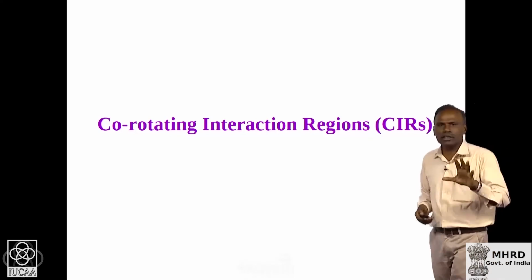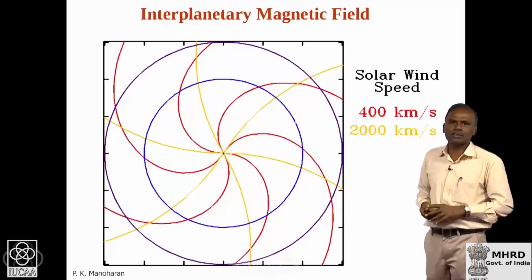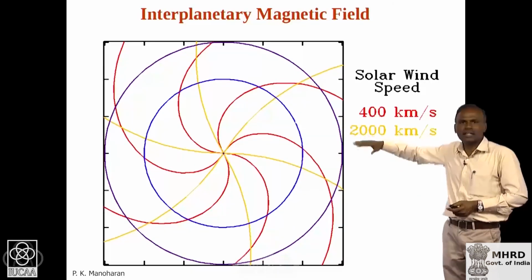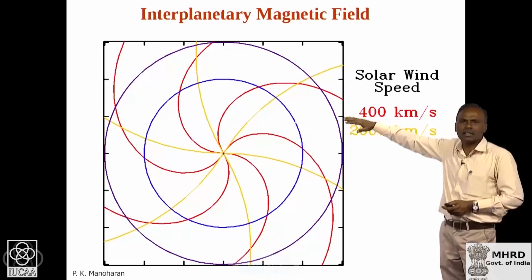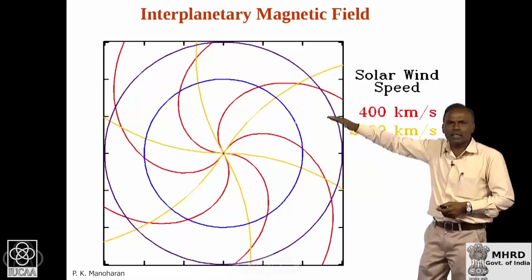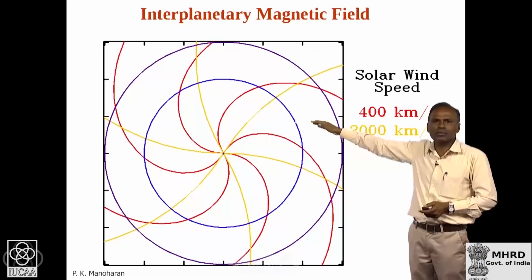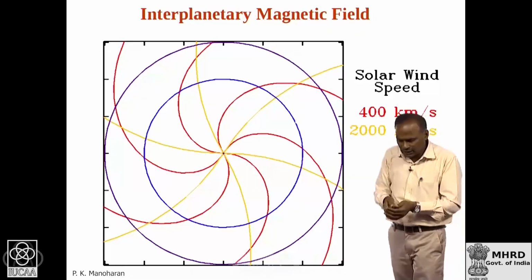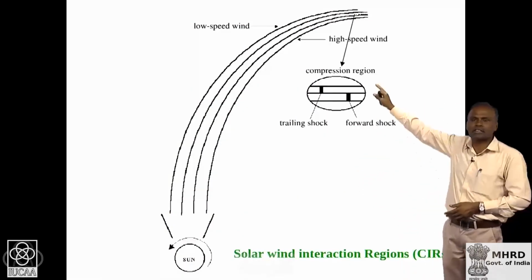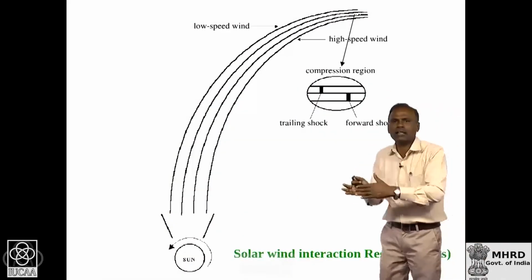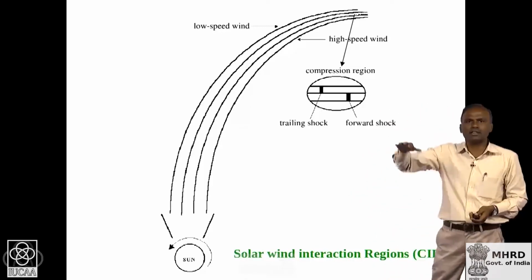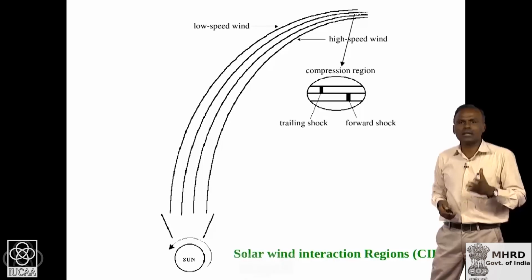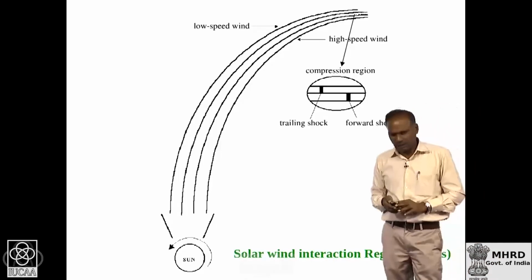Now, co-rotating interaction regions, how are they actually formed? In the co-rotating interaction region, the yellow lines are associated with the high speed wind, and the red lines are associated with the low speed wind. Since the high speed wind interacts with the low speed wind, at the interaction region sometimes we get shock. So, they can produce shock and they can also produce geomagnetic storms.